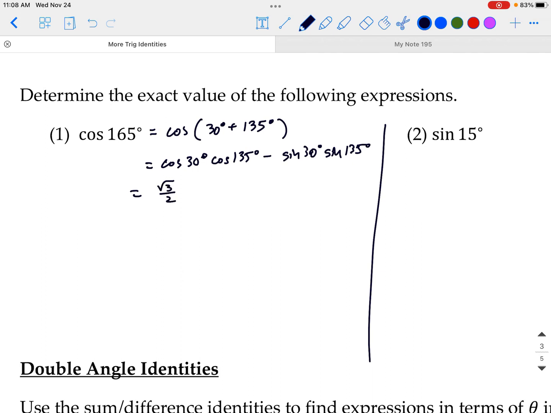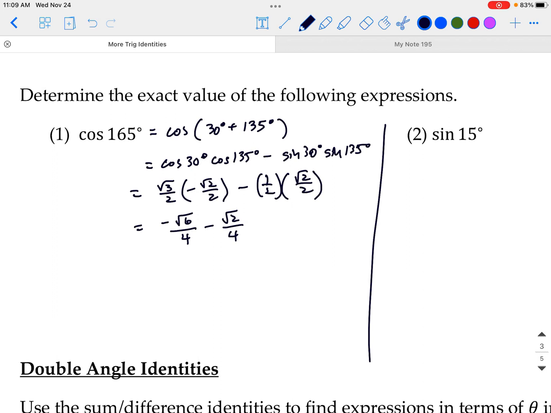So cosine of 30 is radical 3 over 2. Cosine of 135 is going to be negative rad 2 over 2. And then sine of 30 is going to equal 1/2. And sine of 135 is going to be positive radical 2 over 2. So what we end up with is negative radical 6 over 4 minus radical 2 over 4.